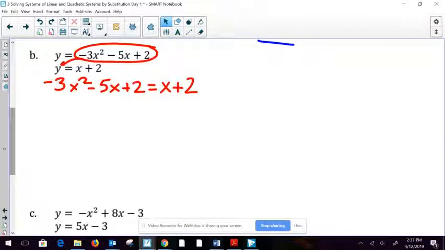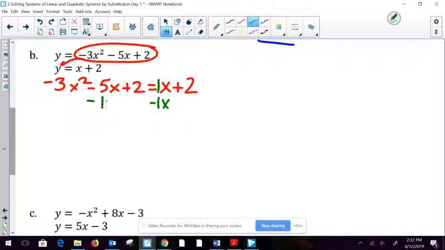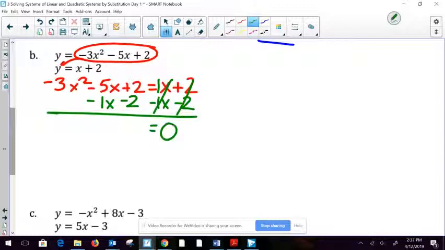Now I'm going to subtract, because it's positive, so I'm going to subtract my 1x from both sides. Again, notice how I'm lining up my x's together. And then I'm going to subtract my 2 from both sides. When I do that, all of this cancels out. So I'm left with 0 on the right-hand side. Coincidentally, my 2's cancel out also. And now I'm going to go ahead and combine everything else. Negative 5 minus 1 is a negative 6x. And then I'm going to carry down my negative 3x squared.